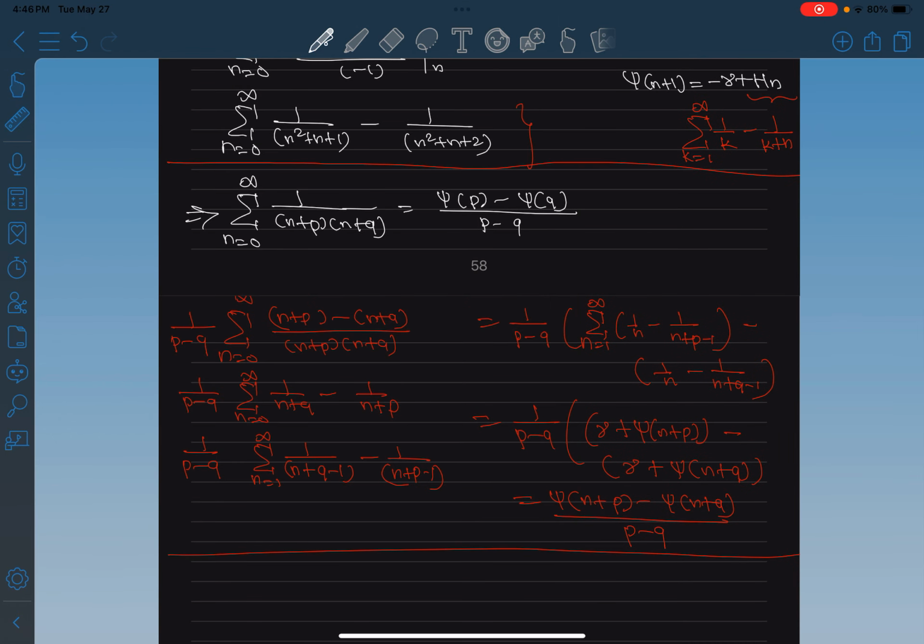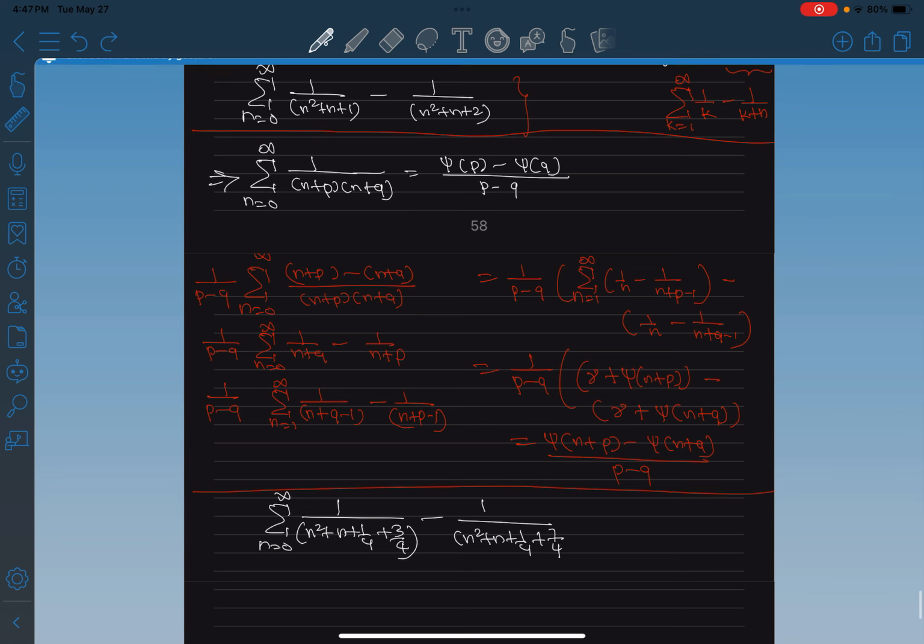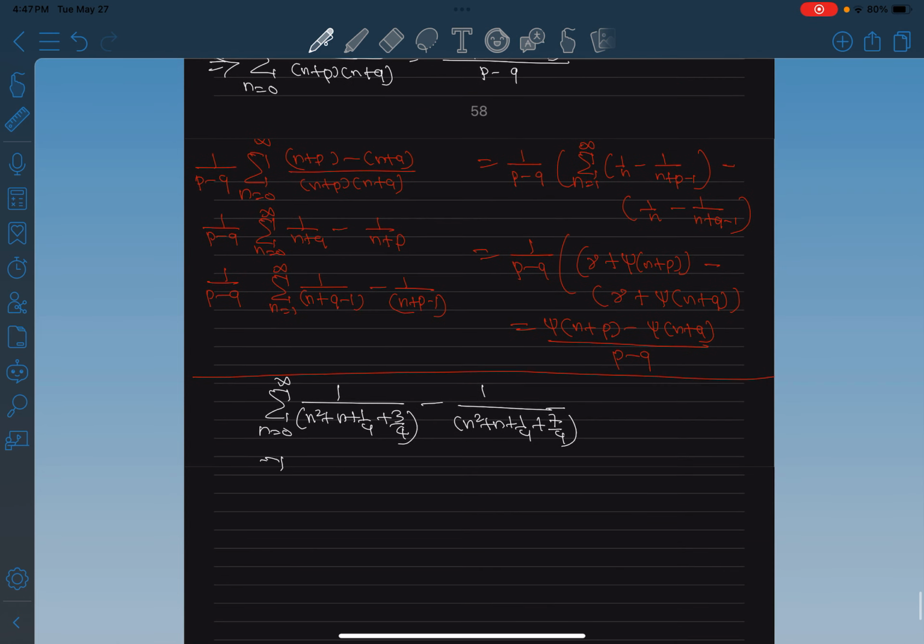But before we use that formula, we need to factorize the expression. So if we factorize it, this will be sum from n equals 0 to infinity of 1 over n square plus n plus 1/4 plus 3/4, minus n square plus n plus again 1/4 plus 7/4, right? And so that gives us, okay, sum from n equals 0 to infinity. This is n plus half squared plus root 3 by 2 squared, minus n plus half squared plus root 7 by 2 squared.